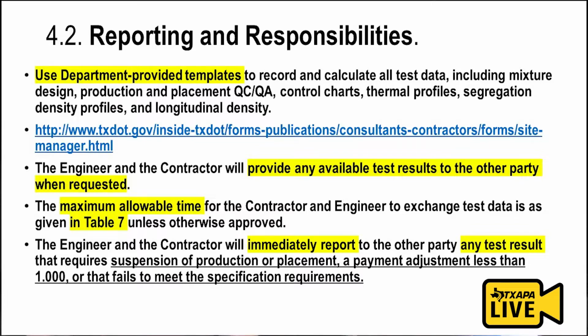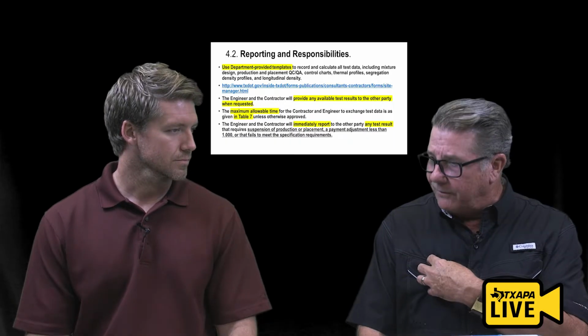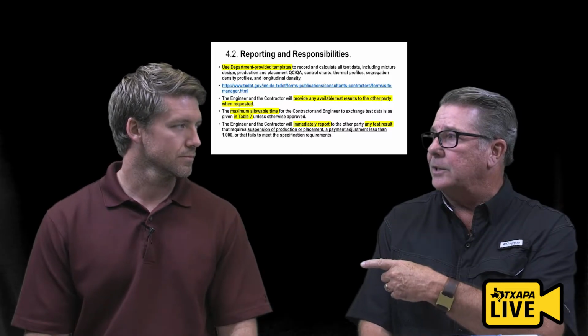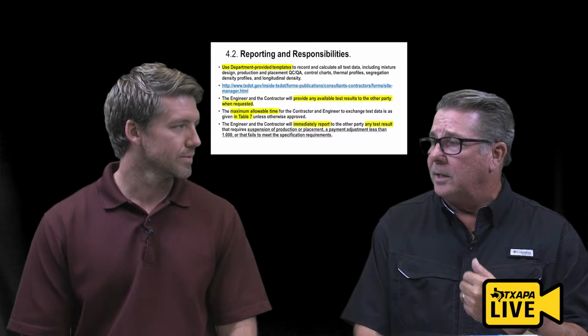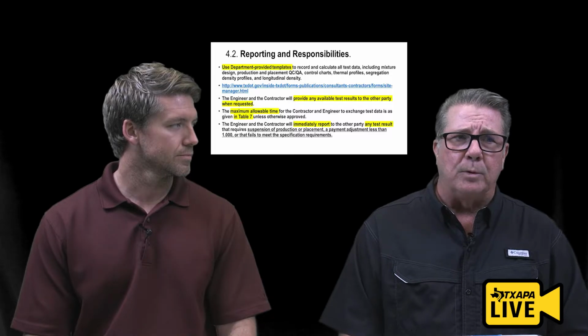But here's a really big one: the engineer and contractor will immediately report any test results that require suspension of production and placement, a pay adjustment factor less than 1, or that fail to meet the specification. In other words, as soon as I see that my AC's out, or as soon as I see my VMA's out, I've got to let you know, and you've got to let me know. That's right. So this kind of overrules Table 7.